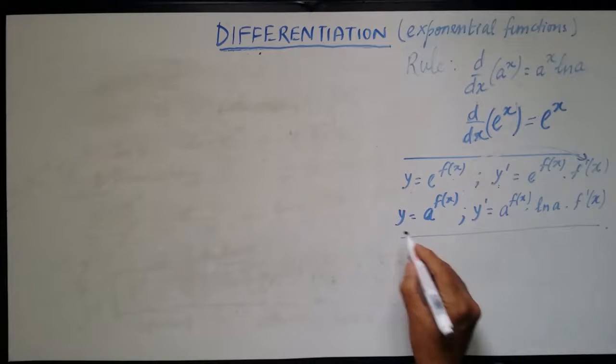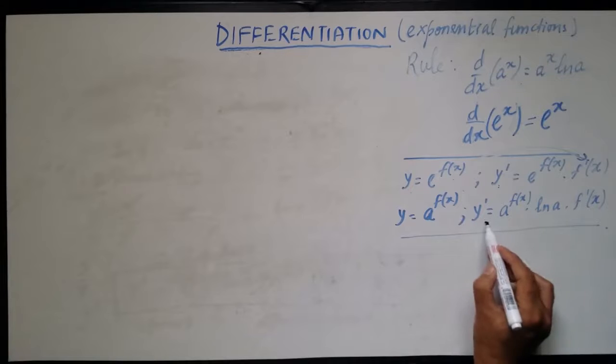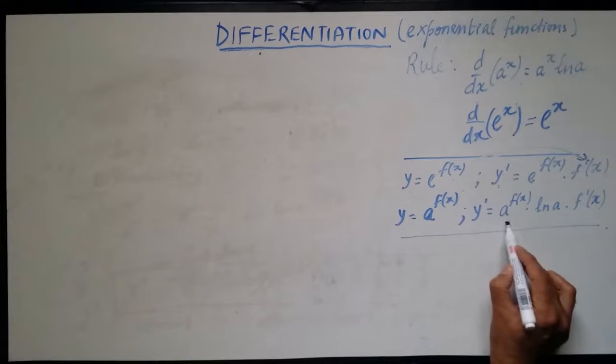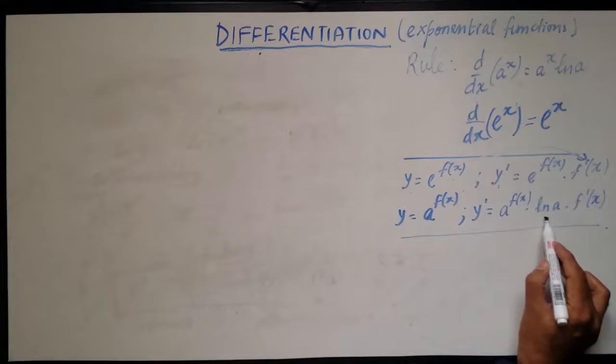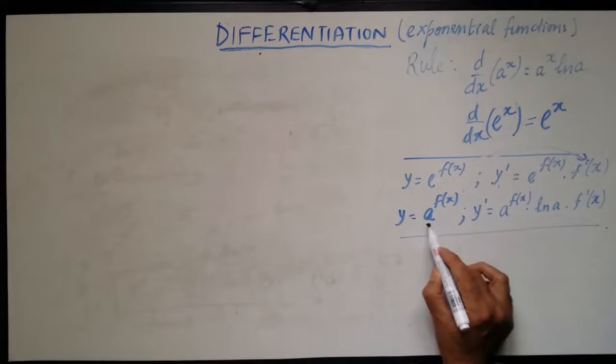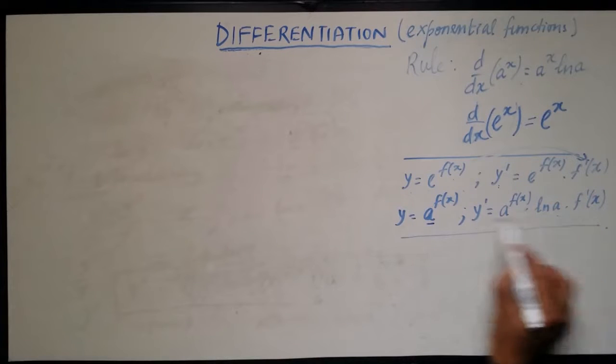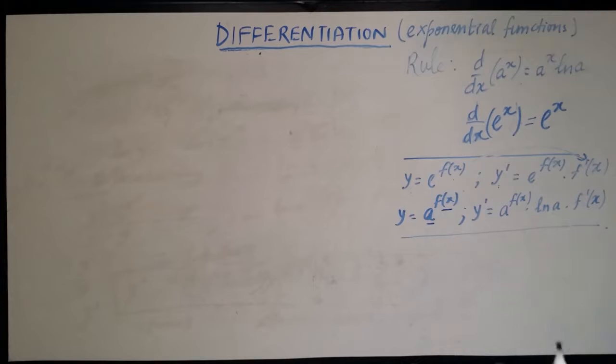Okay, what happens when y is equal to a to the power f(x)? Differentiation, or dy by dx, is a to the power f(x) multiplied by ln of a multiplied by the differentiation of that function, where a here is a constant.